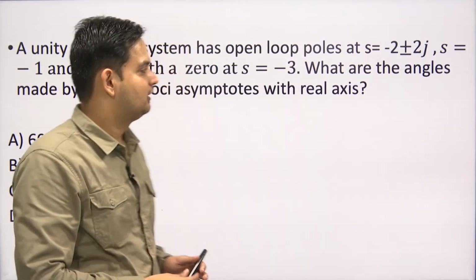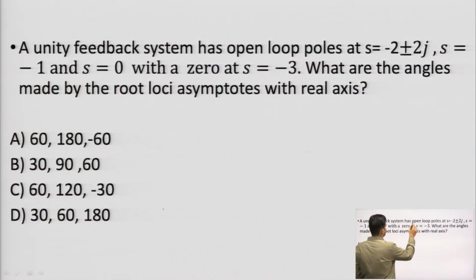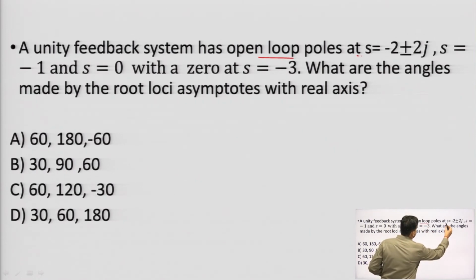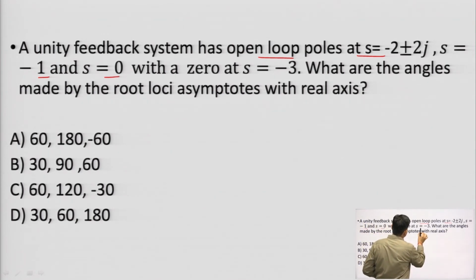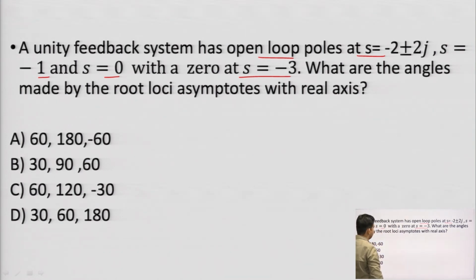In this numerical we will see a unity feedback system that has open loop poles at s equal to minus 2 plus minus 2j, s equal to minus 1 and s equal to 0, right, and one more zero is available at s equal to minus 3. So, what is it asking? It is asking for the angles made by the root locus asymptotes with the real axis.